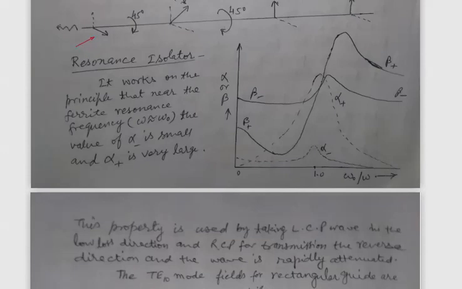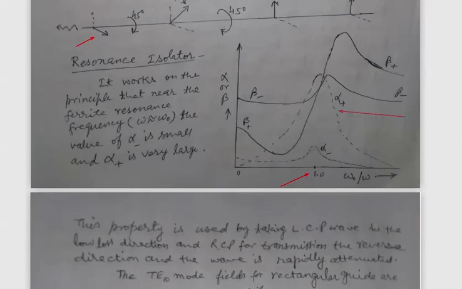Omega 0 equals gamma B0. So from this figure we can see that at omega equal to omega 0, that is, when the frequency of wave propagation is equal to the ferrite resonance frequency, the attenuation constant for the left or negatively circularly polarized wave is very small, while the attenuation constant alpha plus for the positively or right circularly polarized wave is very high, and this is shown by a large peak in the curve.